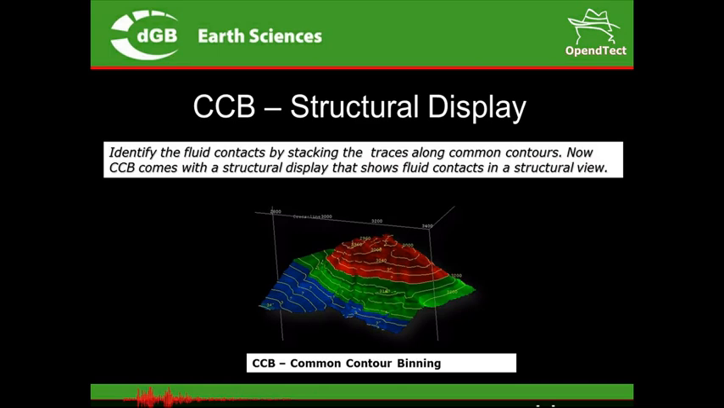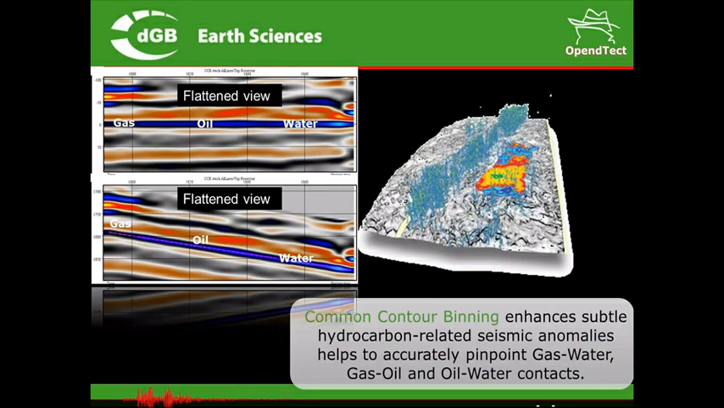Some few words about CCB for attendees who don't know. Common contour binning, CCB, is a stacking technique used to detect certain hydrocarbon-related seismic anomalies and to pinpoint zones of contact, for instance gas-oil, gas-water, and oil-water contacts. In this image, you can see that we can expect a contact here and a contact there. So what is new is the display view, for instance.